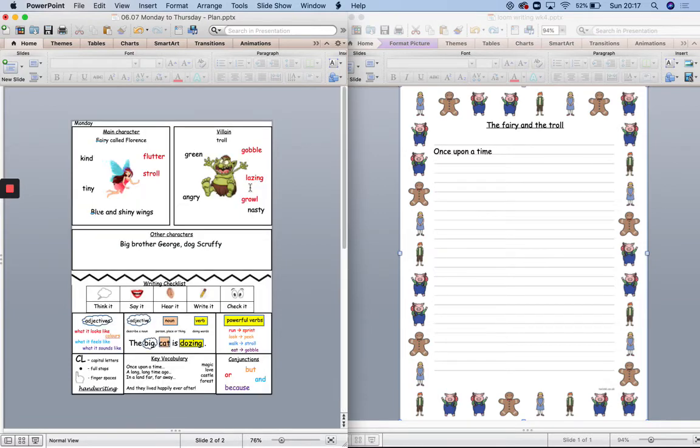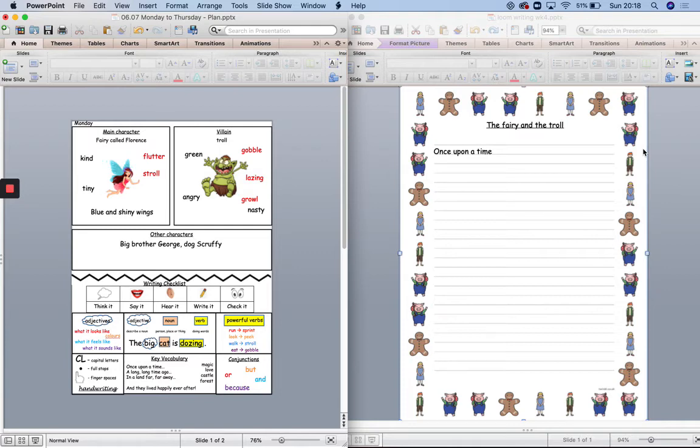You could just do each of the bits on a separate piece of paper, but make sure they all stay together. The writing checklist is quite useful, but if you have a photo of it on your phone next to you or something like that, just so it's there to remind you, especially when you are doing your writing, that would be fantastic. So I have called my story The Fairy and the Troll. I might want to make that a little bit more exciting when I edit it, but for now I'm just going to keep it as it is.